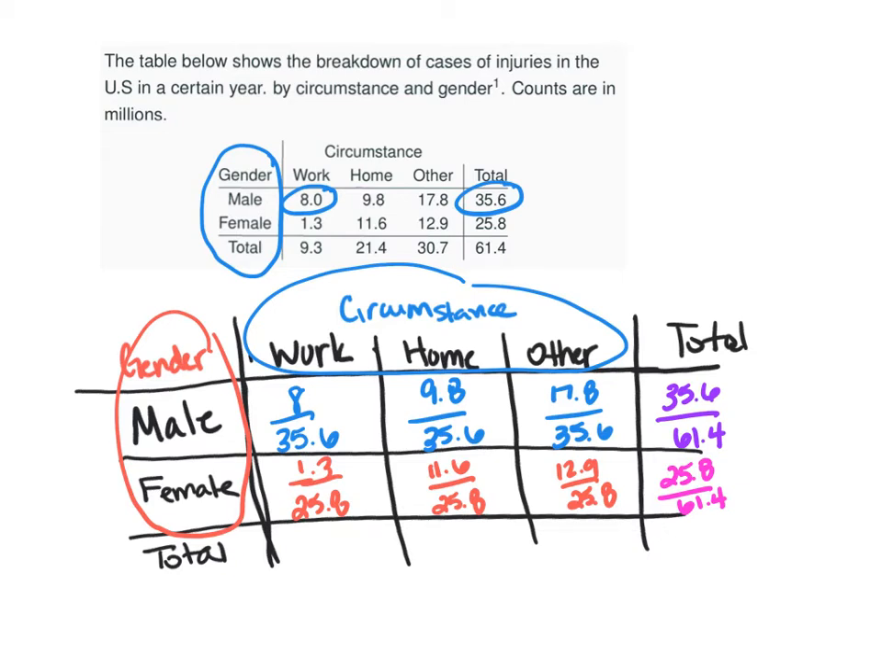We'll also calculate the marginals down here for work, home, and other. And to do that, first we'll take 9.3 and divide it by the total again. And then we'll do 21.4 and divide that by the total as well. And finally, we'll do 30.7 and divide it by the total. And when we do that, we're going to get this table over here.